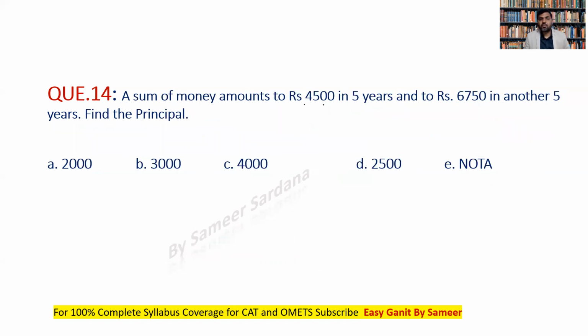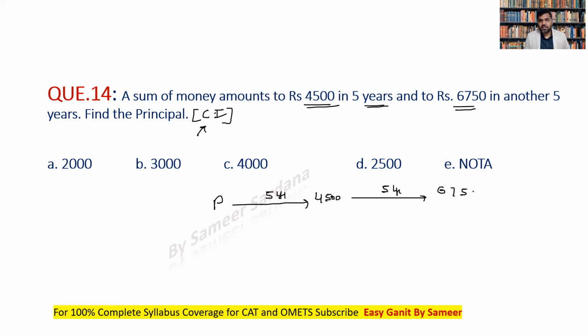The sum of money amounts to rupees 4,500 in 5 years and to rupees 6,750 in another 5 years. Find the principal. Okay, this has to be a compound interest question. It should have been mentioned as a simple interest or compound interest question, but by mistake, I forgot to mention it. So see that the sum of money amounts to 4,500 in 5 years, right? In 5 years, this principal is becoming 4,500, and in another 5 years, this amounts to 6,750. We are supposed to find the principal.